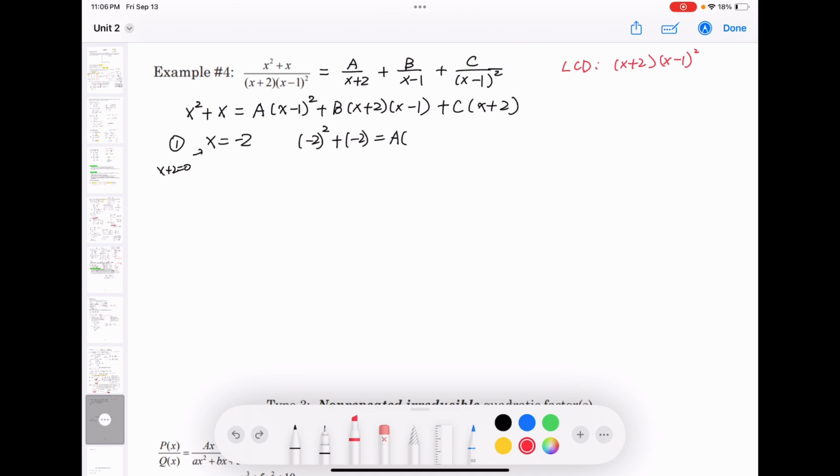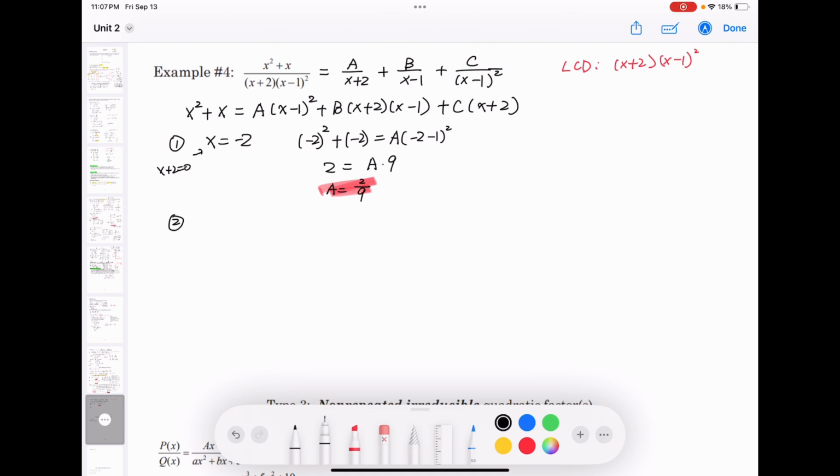So a times negative 2 minus 1 squared. So solve for a. We have 4 plus negative 2, which is 2. So 2 is equal to a times 3 squared, which is 9. So a is equal to 2 over 9. We found our first constant number. So second, what should I do?